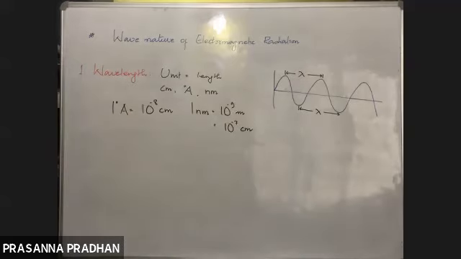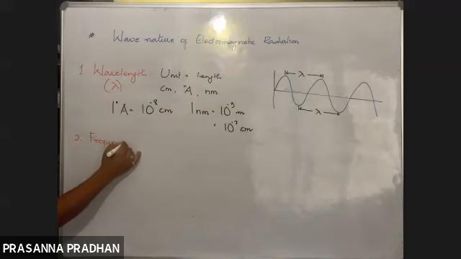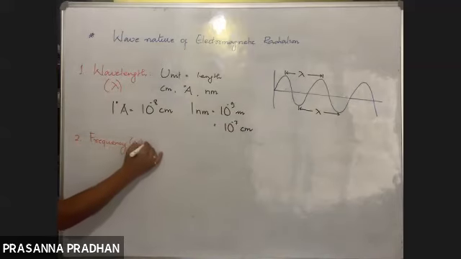So this is the concept of wavelength: the distance between two consecutive crests or two consecutive troughs. Wavelength is denoted by lambda. Second is frequency. What is the symbol of frequency? It's denoted by the Greek letter nu.